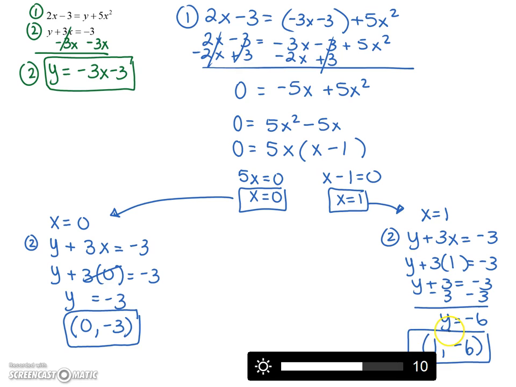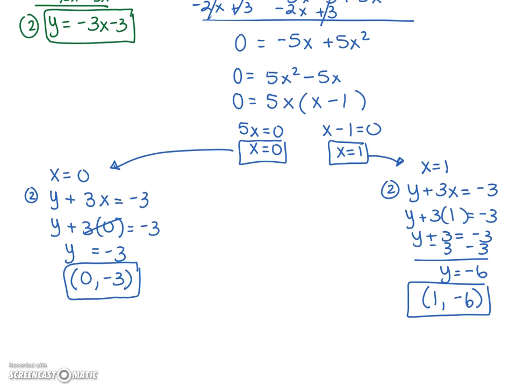So here are my solutions. I like to write everything down. 0 comma negative 3 and 1 comma negative 6 are our solutions for this nonlinear system. Alright, so that was substitution. It is wild and crazy. I hope you enjoyed it.